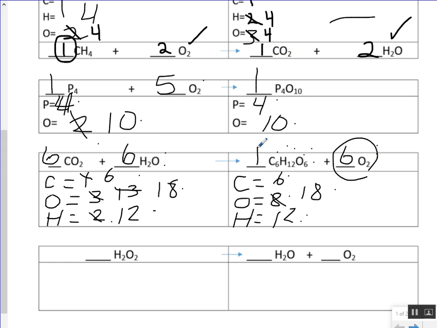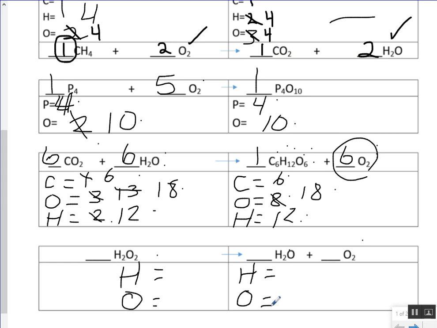On the bottom, this was what we did in the lab with the hydrogen peroxide, the H2O2, and the yeast caused us to make water and oxygen gas. Okay, so we have H and we have O, and we have H and O on this side. All right, how many H's?